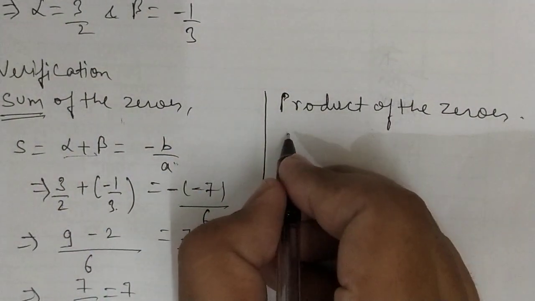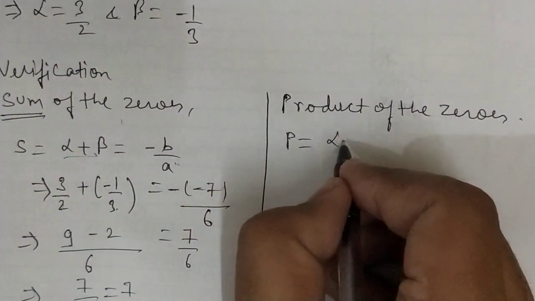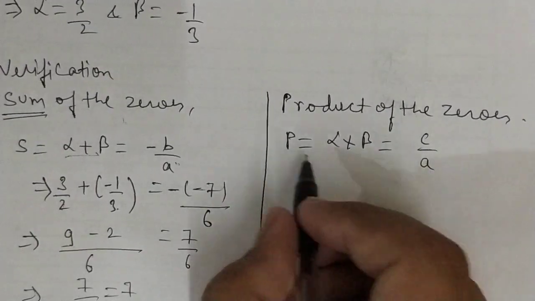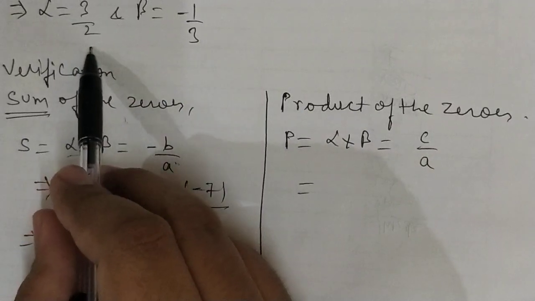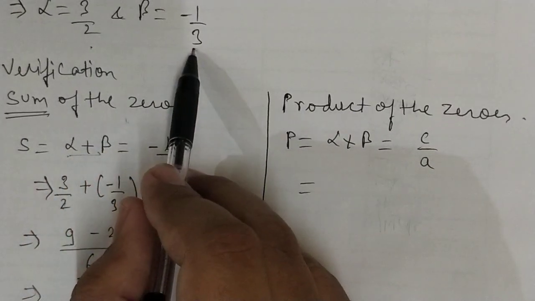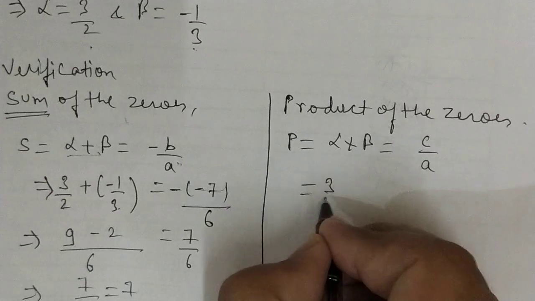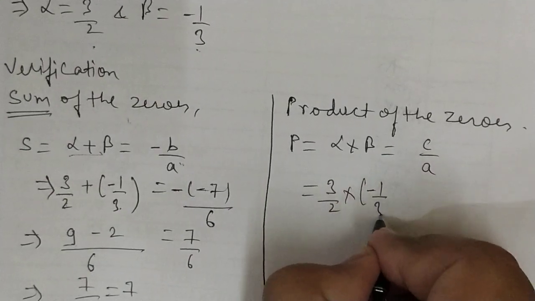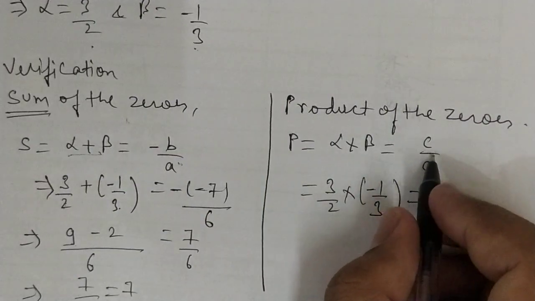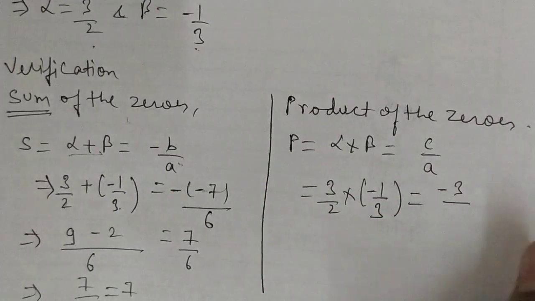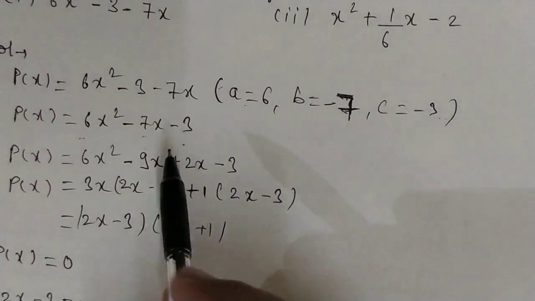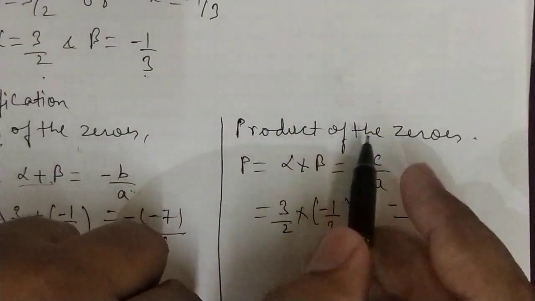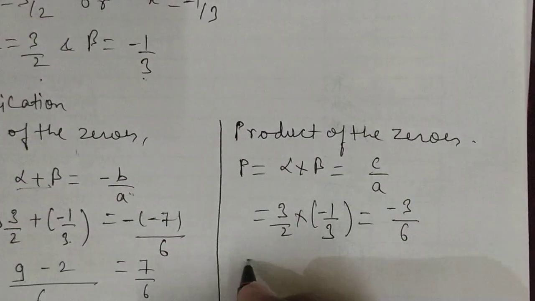Product of the zeros. So product means I will be writing alpha into beta, which is given by C by A. What is the value of alpha here? See, 3 by 2. Value of beta is minus 1 by 3. So at the place of alpha I am writing 3 by 2, at the place of beta I am writing minus 1 upon 3. The value of C is minus 3, the constant term, and value of A is 6.